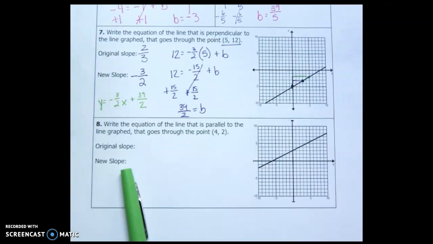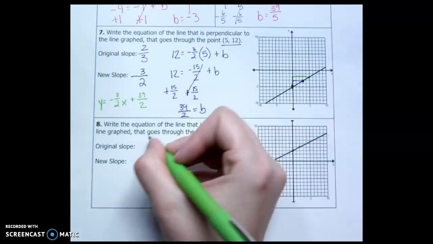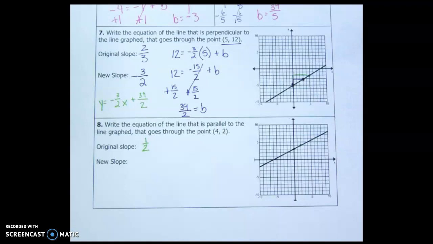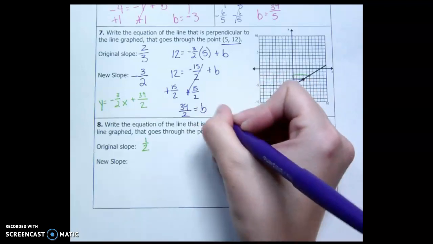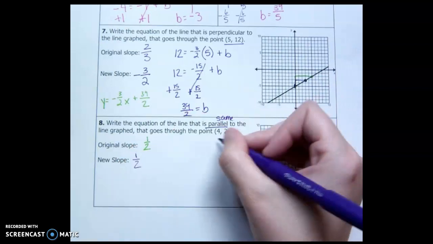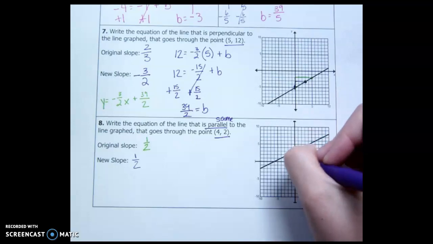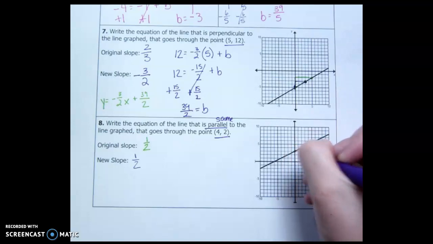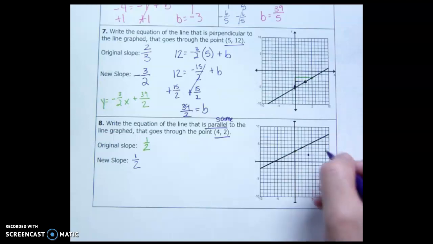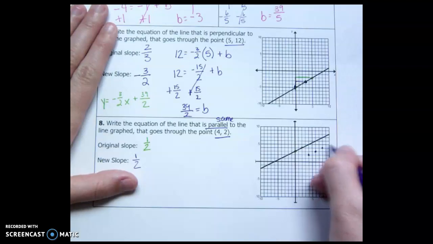Write the equation of the line that's parallel to the line graphed that goes to the point (4, 2). So, my original slope is 1/2. What's my new slope? Well, if it's parallel, it's the same. So it's still 1/2. And it goes to the point (4, 2). That means I can put my point on here. And then I can use my slope to find the point. So up 1, right 2. Up 1, right 2.